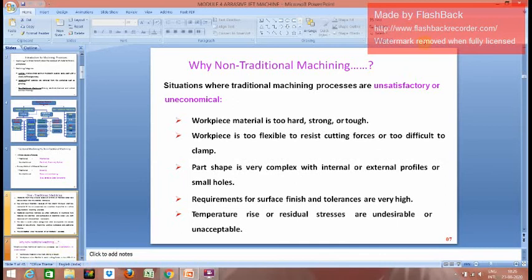Next, why non-traditional machining? Some situations created under traditional machining processes are very unsatisfactory or uneconomical. Why? The workpiece material is too hard, strong or tough. The workpiece is too flexible to resist the cutting forces or too difficult to clamp. The part shape is very complex with internal or external profiles or small holes. Requirements for surface finish and tolerances are very high. Temperature rise or residual stresses are undesirable or unacceptable. That's why we go for NTM.